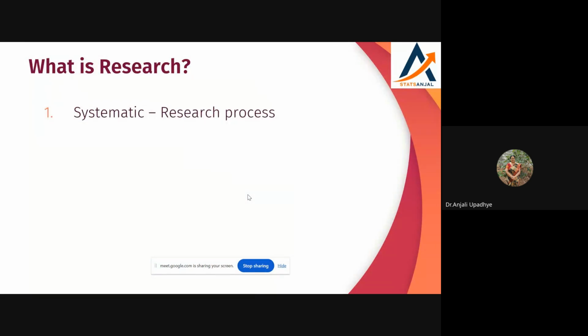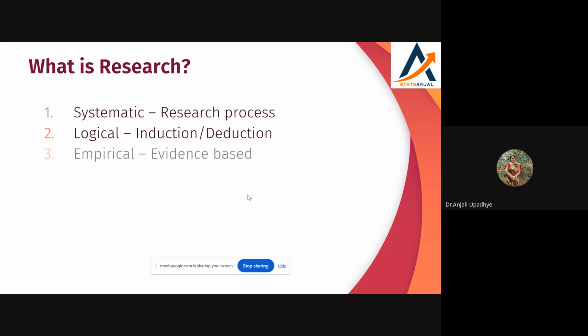So first of all, we are going to see what exactly research is, as yesterday. Basically, we know that it is a systematic research process. Second, it is very logical. Yesterday we defined the inductive theory and the deductive theory, that is, from theory to outcome, or sometimes from outcome to theory. It's logical. Third, it is empirical, that means totally evidence-based research.